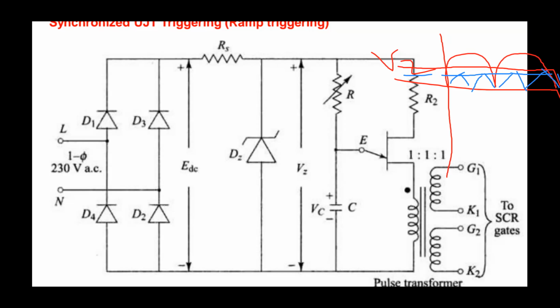So this RC circuit is connected to the UJT. Okay. So when the capacitor is charging, the UJT is in the off state. When the capacitor is discharging, the UJT is going to be in the on state. So I will take only the on state.